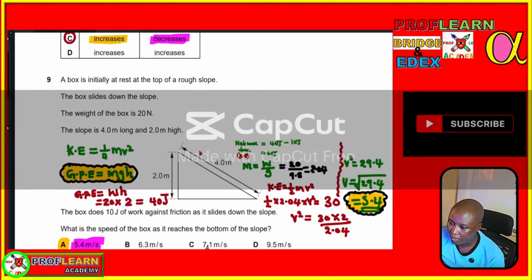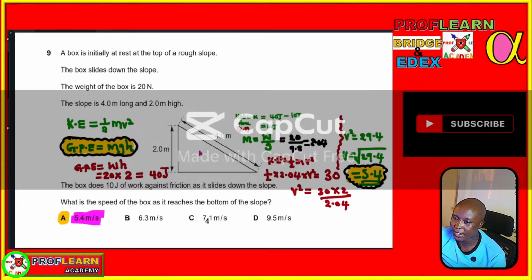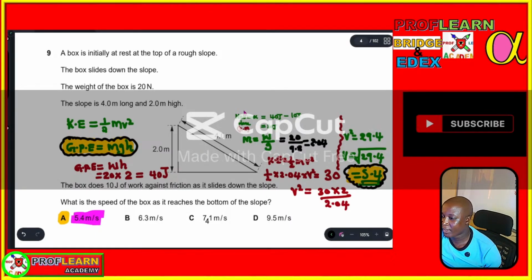Question 9. Still the law of conservation of energy. We are told a box is initially at rest at the top of a rough slope. The box slides down. The weight of the box is 20 newtons, and the slope is 4 meters long and 2.0 meters high. The first thing we need to remember is that the net work done is equal to the kinetic energy. And that net work done is going to be 40 joules minus 10, because we are told that the box does 10 joules of work against friction.